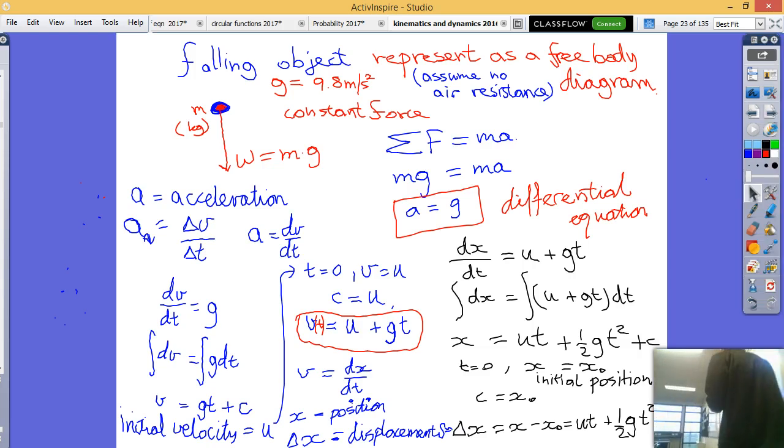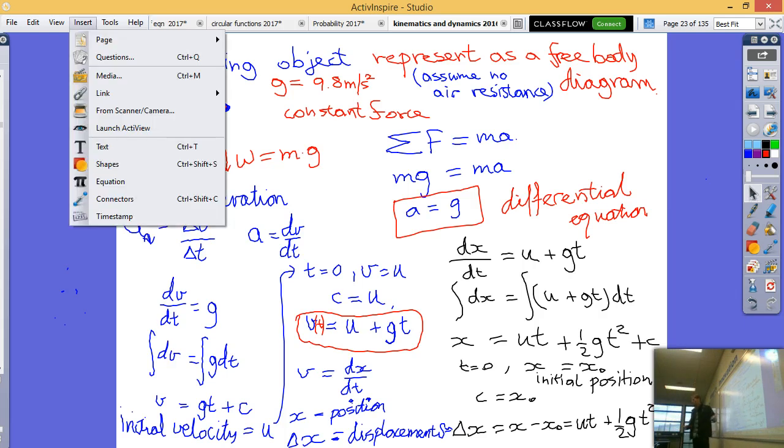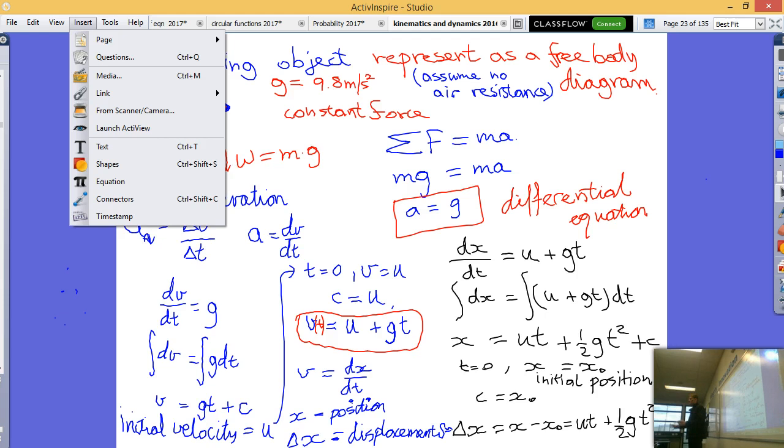Okay, now one more important thing we need to look at is what happens if we have no measurement of time in motion. Okay?